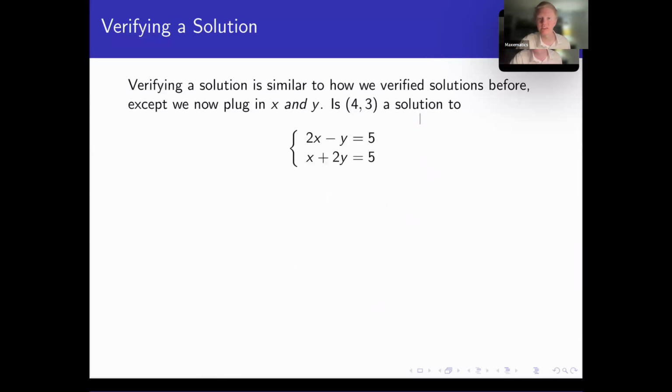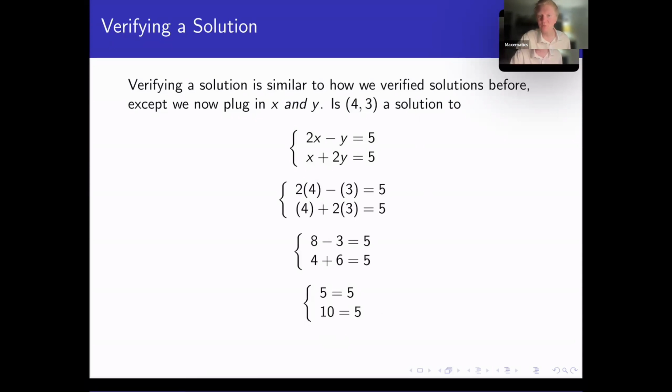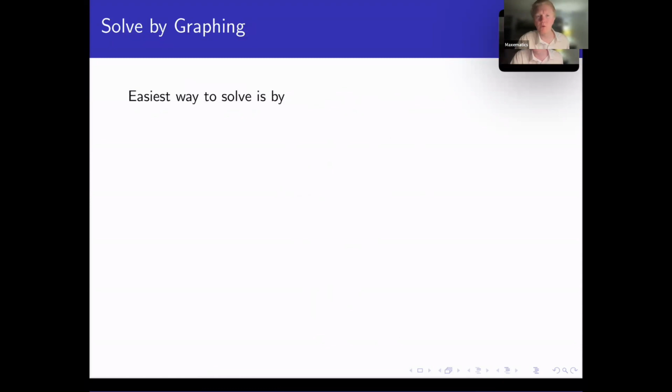(4, 3), for example, if we plugged in (4, 3), well, in the top, we get 5 equals 5, but in the bottom, we get 10 equals 5. So for example, this would not be a solution because it doesn't satisfy both equations in the system. So one way you can solve is actually via graphing. Notice that I said that these are linear equations. Well, if they're linear equations, that means they are just lines. So the solution to a system would be where those two lines meet.